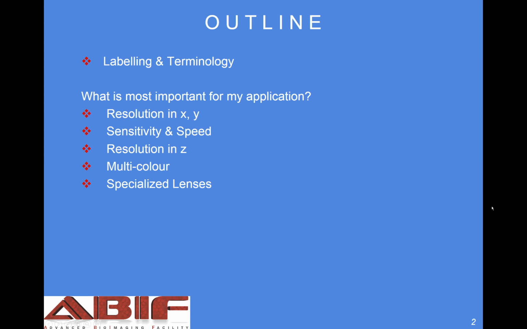So just a brief outline. I'm going to start with labeling and terminology. Each objective lens has a lot of information on it, and it is important to know what that labeling and terminology means. And then after we go through some of the features of the objective lens, we'll talk about what's most important for your application. So is it resolution in XY, sensitivity and speed, resolution in Z, are you doing multicolor imaging? And then we'll round up at the end with a little bit of information about specialized objective lenses.